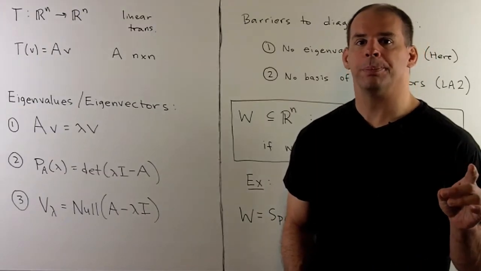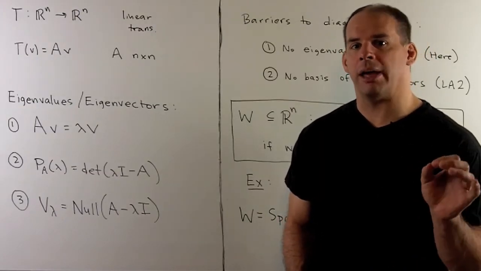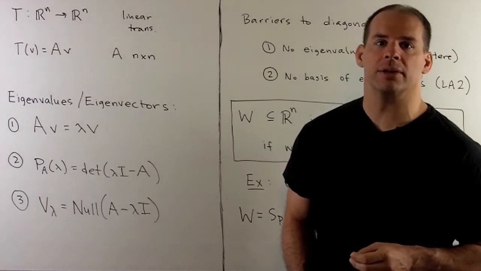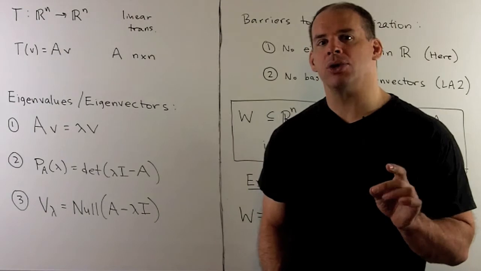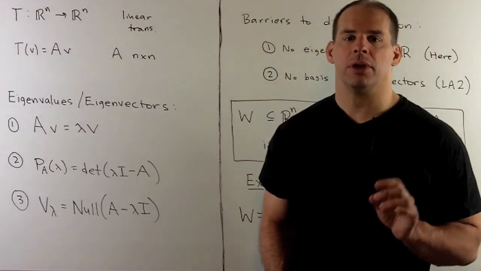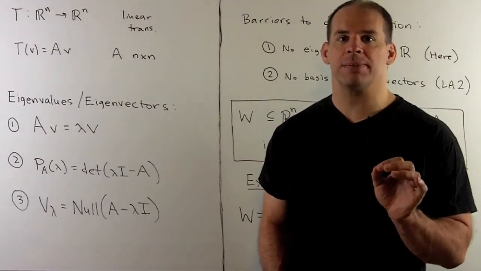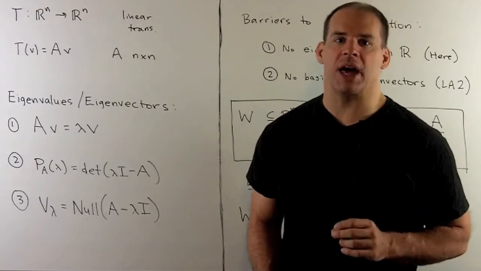Our question here: what can we do if we're unable to diagonalize a square matrix? Our focus will be when our eigenvalues are not in our base field. So if I have real vector spaces, what happens when we have complex eigenvalues?